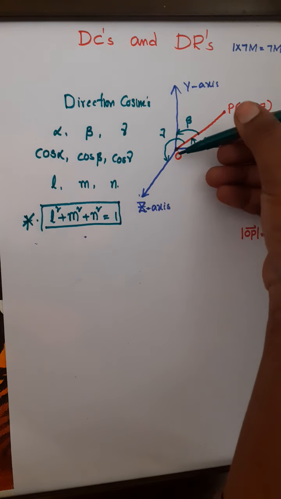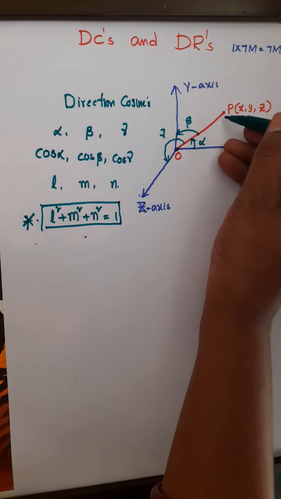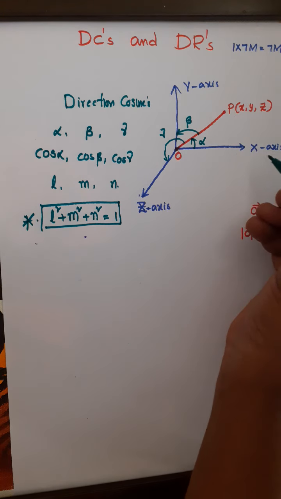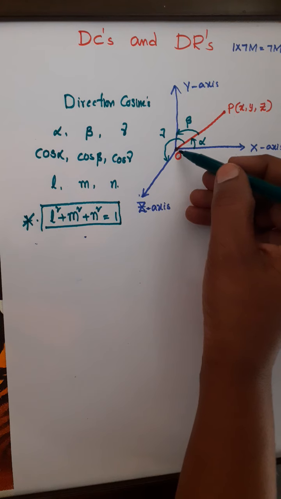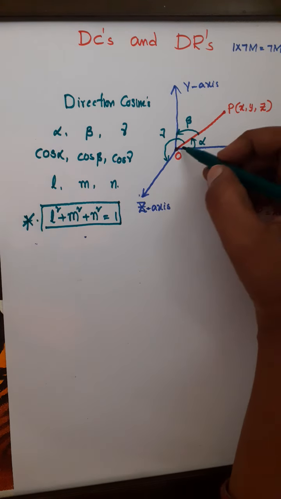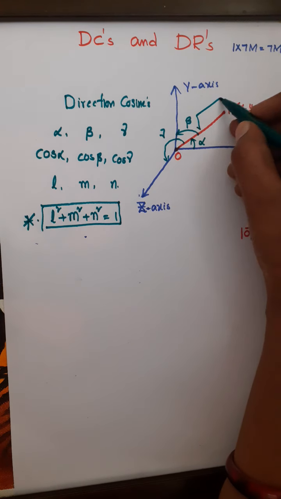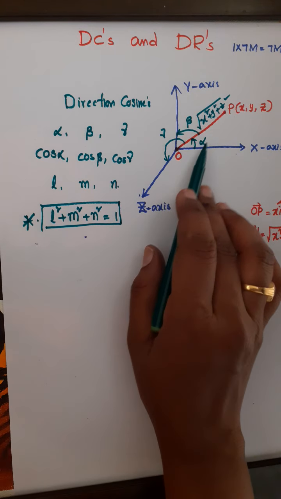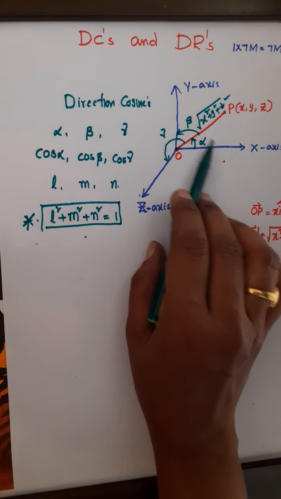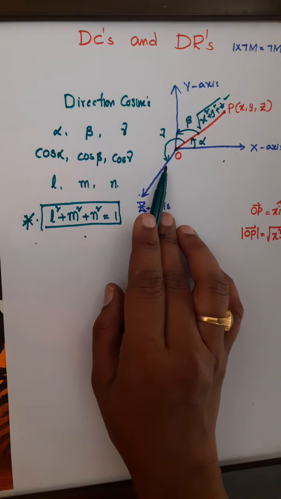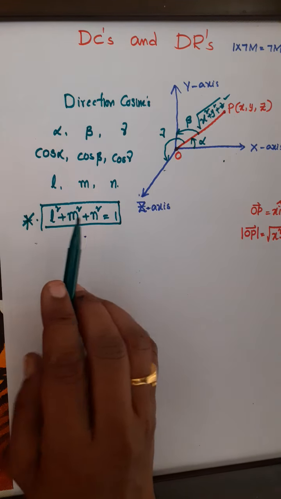That means if you have a point P in space and the line joining OP, or the vector OP, makes some angle, can you tell me the magnitude of this vector? That is under square root of x square plus y square plus z square, right? So this vector OP makes some angle with the x-axis, y-axis and z-axis. The cosines of those angles are directional cosines.